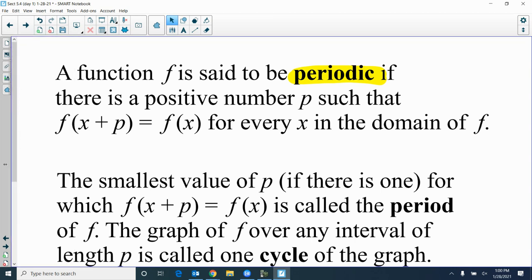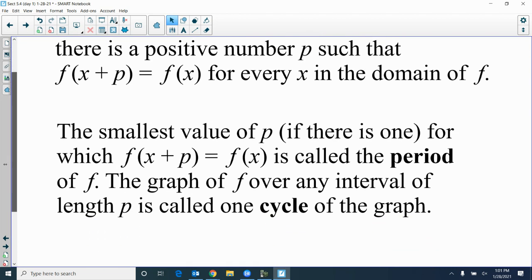Okay. All right, a periodic function. Something that's periodic is just going to repeat itself over and over and over again. The positive number p is going to be called the period. That's how when it starts to cycle back over. The graph of f over the interval of length p is called one cycle of the graph. So we're going to go through that.